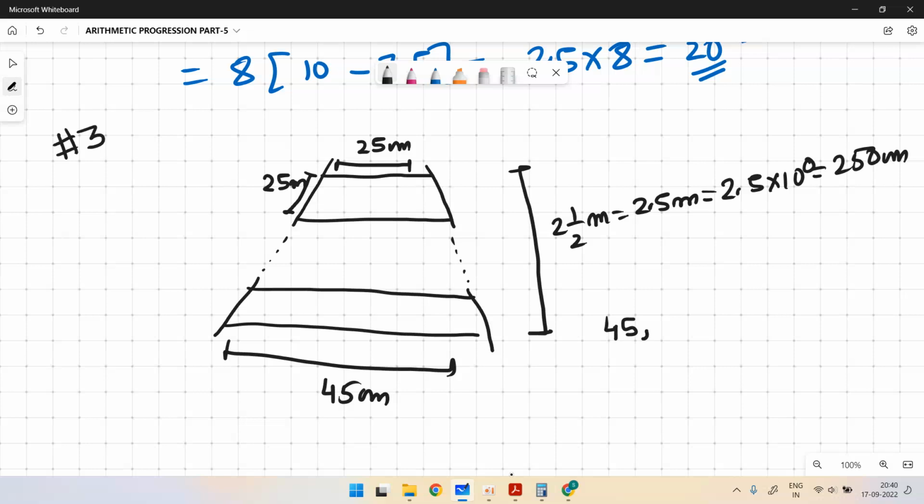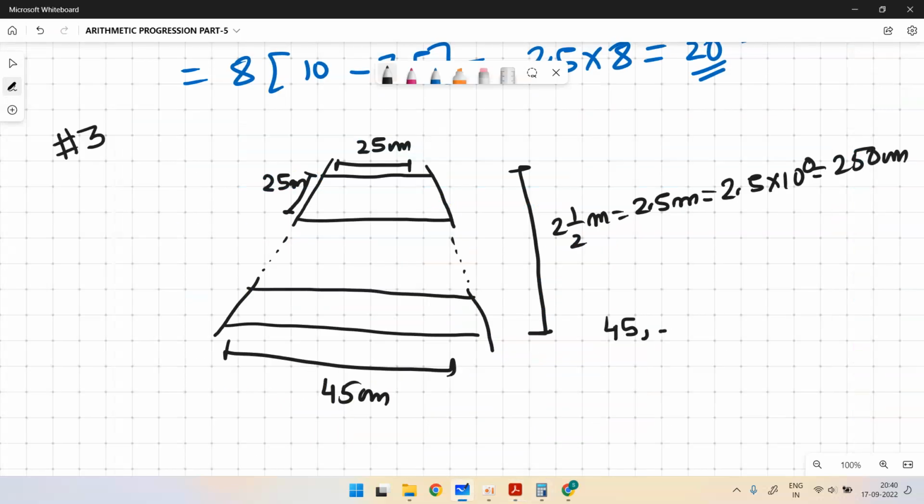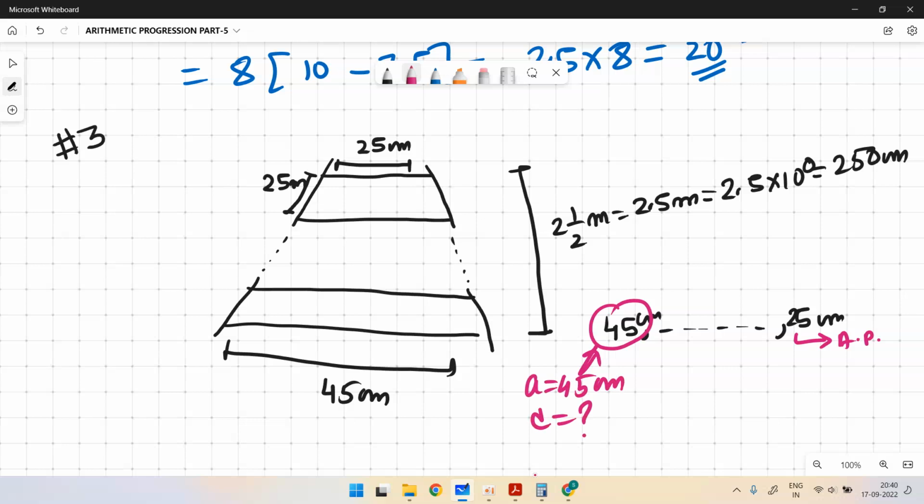Next, the rungs decrease uniformly. It is not given by how much, but the last one we notice is 25 centimeters, and since it decreases uniformly, this series forms an AP. You know that a is the first term, which is 45 centimeters. d you don't know. The last term, a of n, we know.